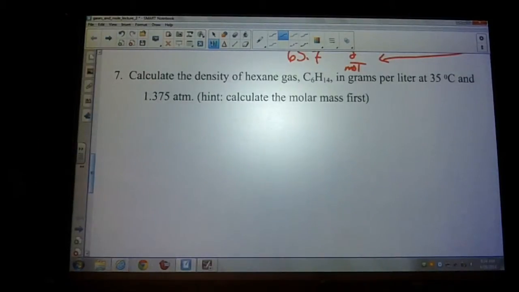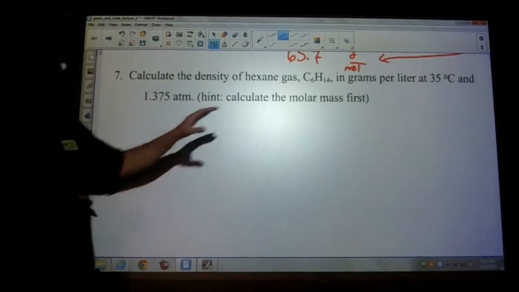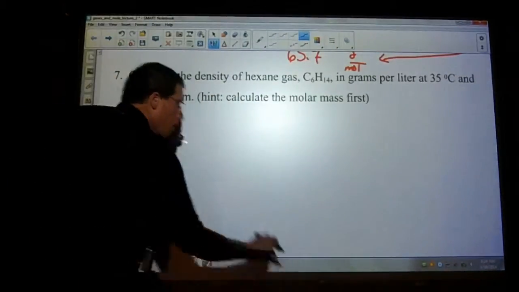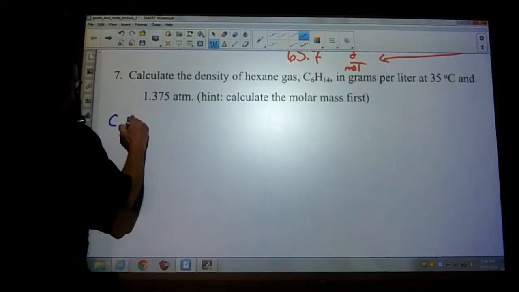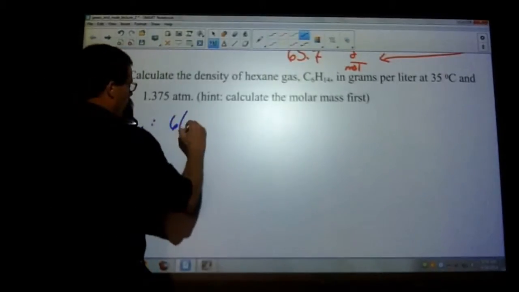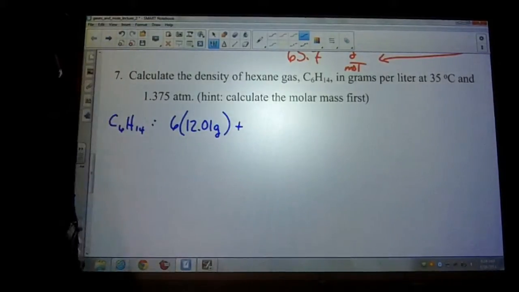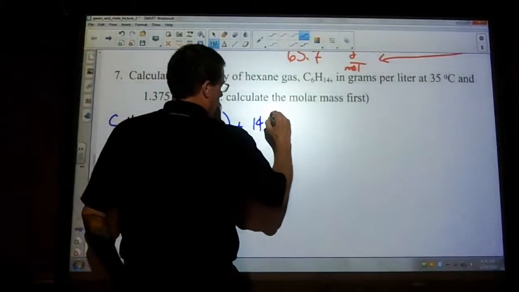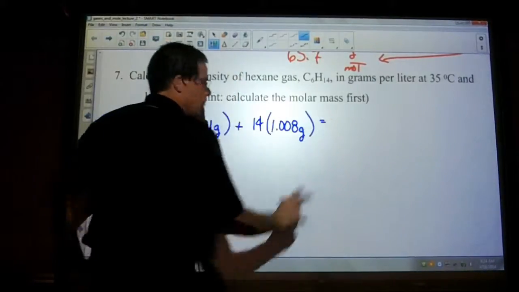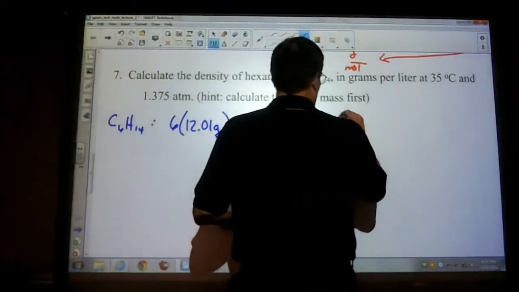In other words, if I didn't give you what the molar mass was, I was going to have to give you a lot more information. So let's find out what the molar mass for hexane is. C6H14. How many carbons do we have? 6 of those. And the molar mass for carbon is 12.01. And then we have 14 hydrogens. And hydrogen is 1.008. So let's get a value for that first. So around 86.172. Anybody get that?